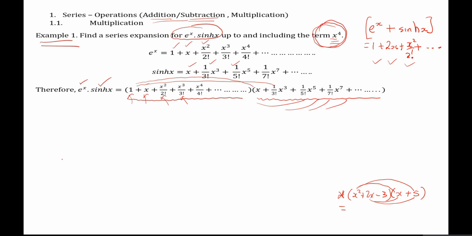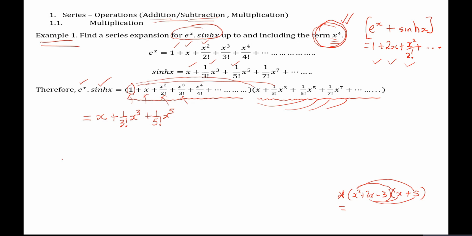So we are going to stop at the term x to the power 4. And I'm simply going to write down the answers now. So let's distribute first the 1. 1 times x gives me x. 1 times 1 over 3 factorial x cubed is 1 over 3 factorial x cubed. 1 times 1 over 5 factorial x to the power 5 is 1 over 5 factorial x to the power 5. But I'll stop there because I only need to go to x to the power 4.